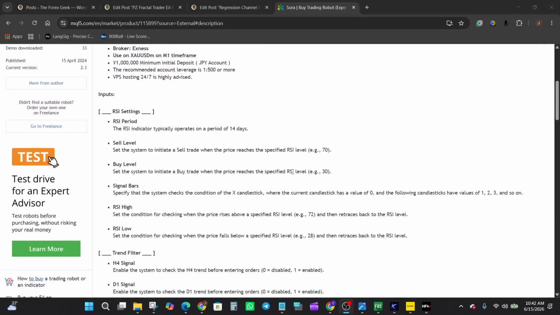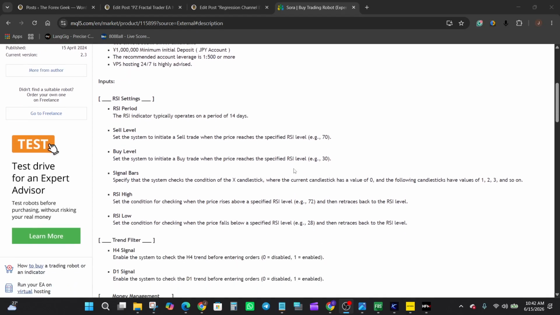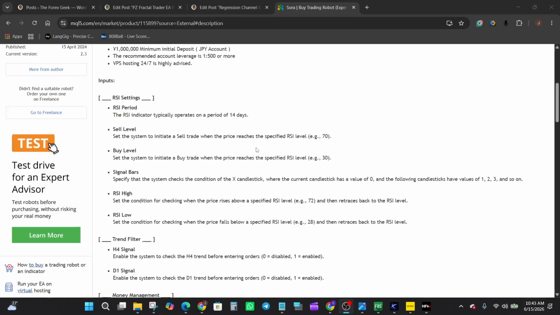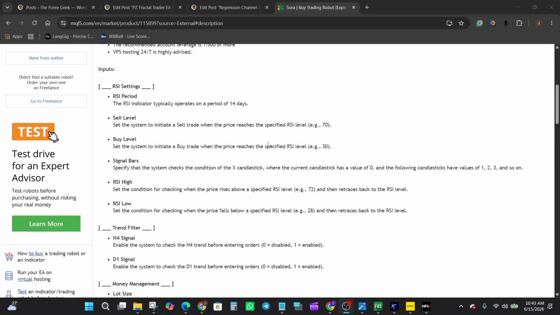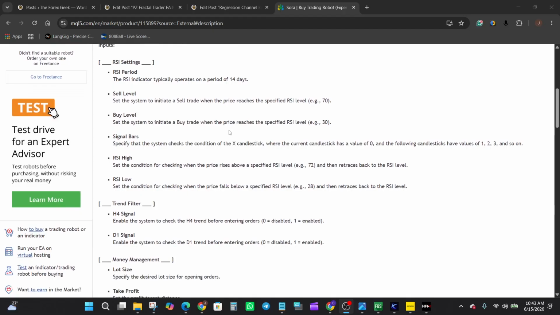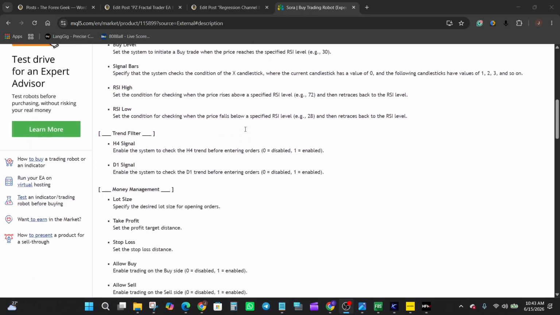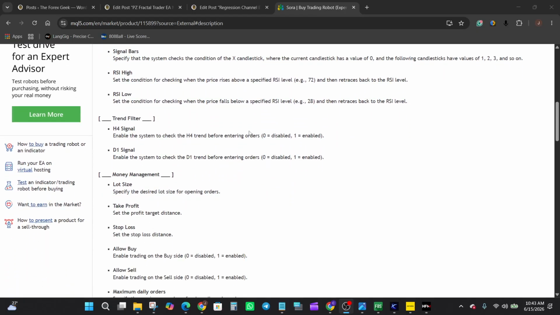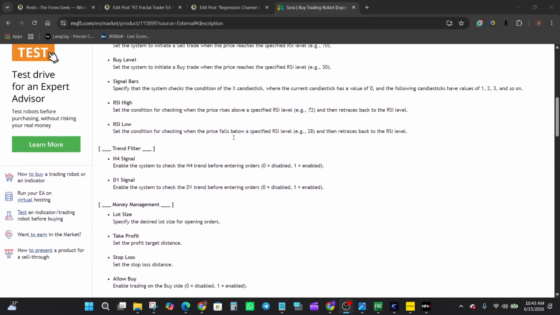Now, moving into the settings section, we can see that a large portion of the customization revolves around RSI parameters. Traders can adjust the RSI period, define buy and sell levels, select the number of signal bars to evaluate, and configure additional RSI conditions that check for moves beyond specified RSI levels, followed by retracements. The EA also includes optional trend filters using both H4 and D1 signals.